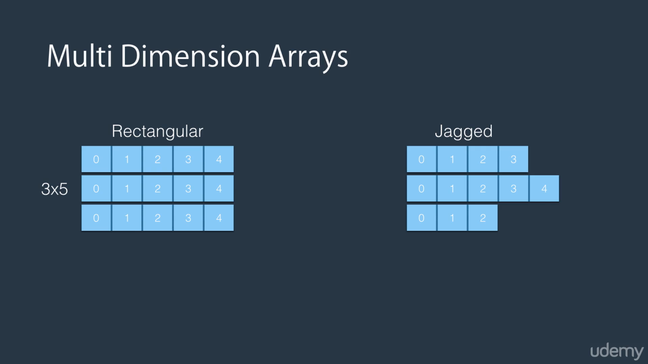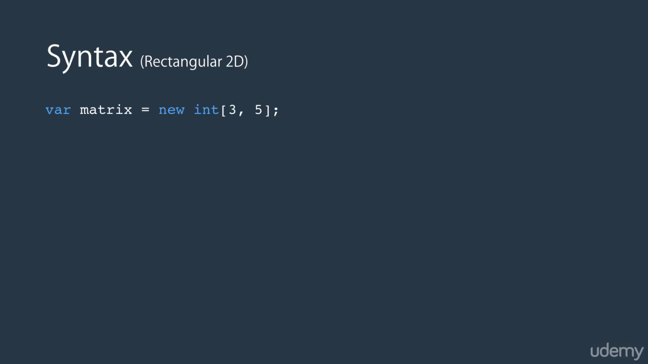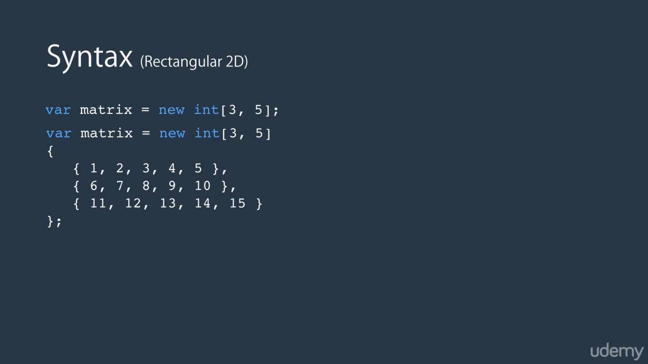Now let's see how we can declare a rectangular array. So here is the syntax for declaring a two-dimensional rectangular array. So the only new thing you see here is that in the square brackets, we need to specify the dimensions of the array. So in this case, this array has 3 rows and each row has 5 columns. If we know the values we would like to store in this array ahead of time, we can initialize this array using object initialization syntax.